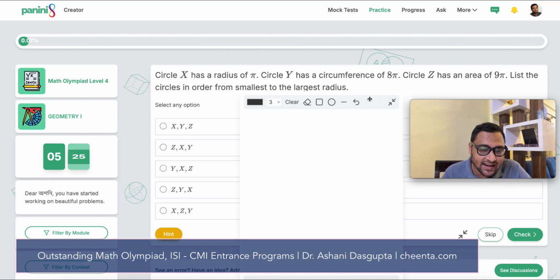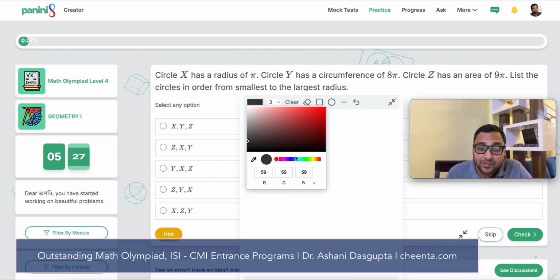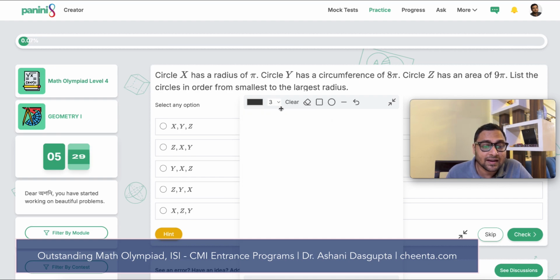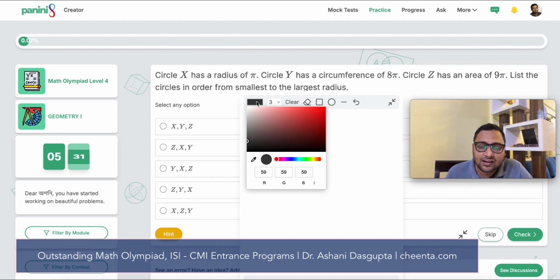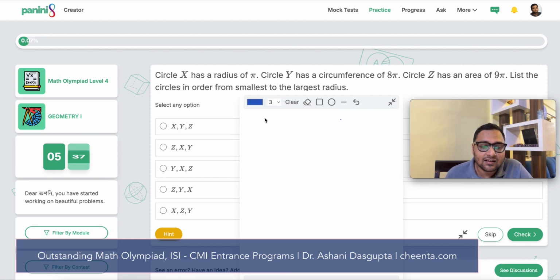This is very handy. Maybe you don't have a pen and paper in front of you. You can just quickly do some calculations. So I'll do some calculations. So let me just go ahead and change the color. And the first circle, this is X. My handwriting won't be that good. I'm just using my mouse to write. So the radius is 3.14. Approximately, it's pi. So we know the radius.